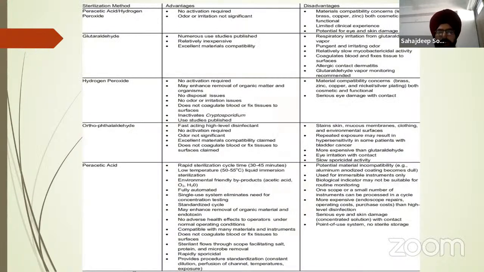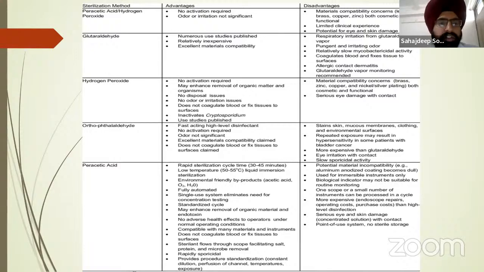This is an image here. A large number of points have been mentioned, but basically it compares all the different chemical agents available. We'll concentrate only on the important points. First is peracetic acid. Here advantages, no activation is required. The disadvantages, there are incompatible materials like lead, brass, and it can also cause eye and skin damage.